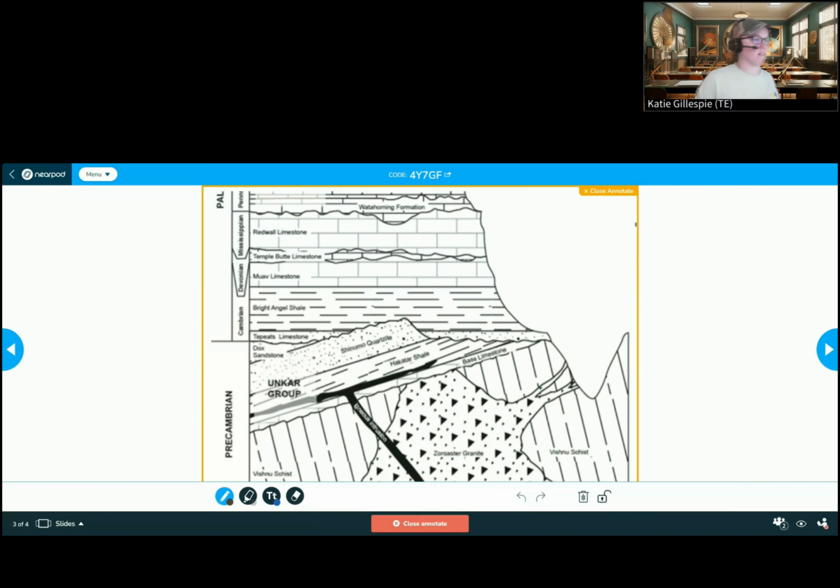Intense plate tectonics caused the layers to tilt, and then erosion occurred.